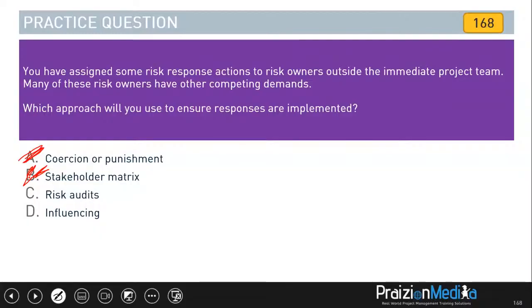A risk audit checks the effectiveness of your risk strategy or your risk approach in general. But when it comes to influencing, that is leadership. And that is a valid way for you to ensure that indeed the stakeholders or the team members or whoever did carry out what needed to be done. So the best answer is D, my friends.